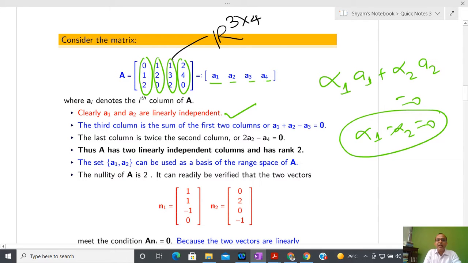Now I have the third column vector, and it is possible to show that the third column vector will satisfy this kind of relation. If you check one vector, obviously you know that one vector is linearly independent. If you check two, then you are able to find alpha 1 and alpha 2, and in this way you are able to comment whether they are linearly independent or not. Now you can consider the three and try to solve the equation, and it is possible to show that a1 plus a2 minus a3 equal to 0.